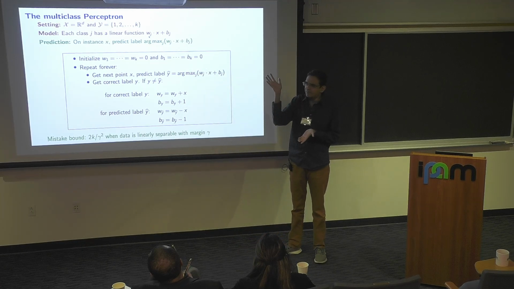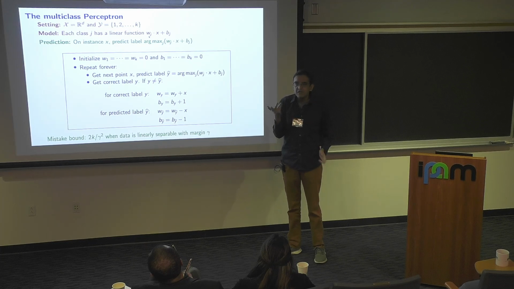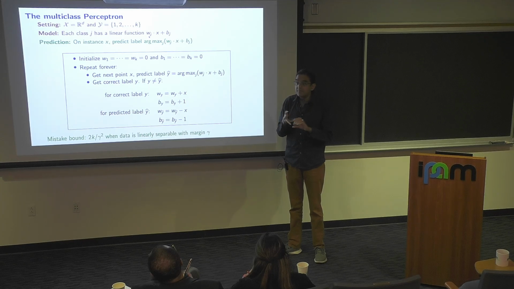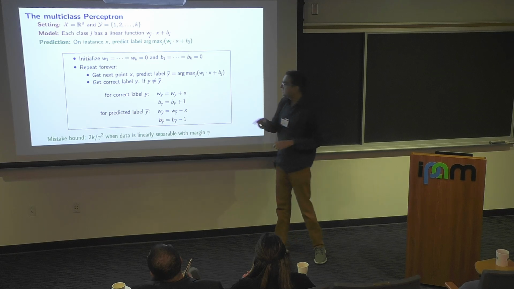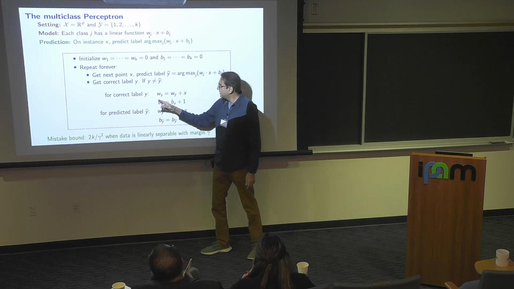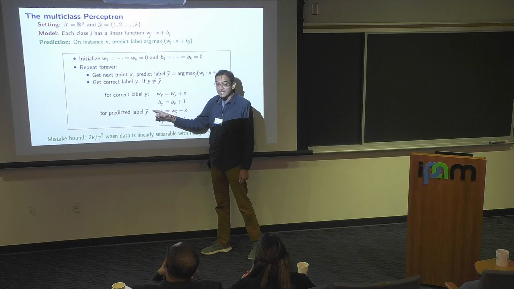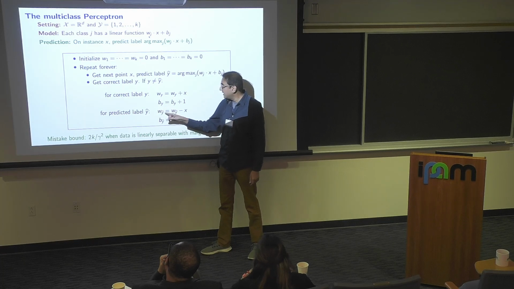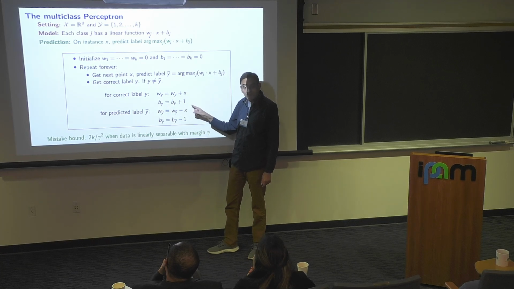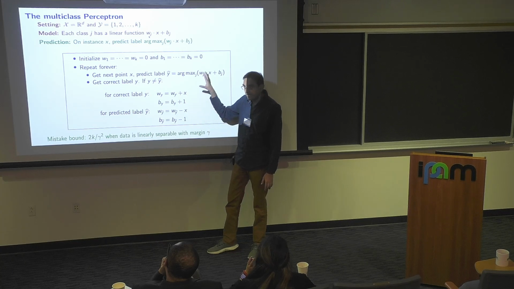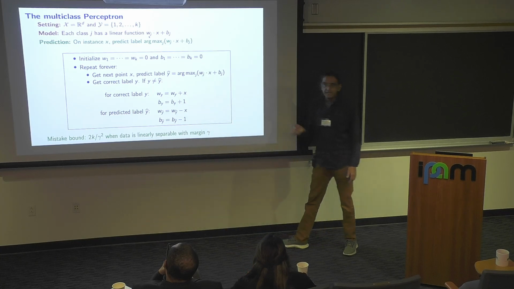Now, there are k different models because you have k classes. So which ones do you update? Well, you update two of them. The model for the correct class and the model for the class that you predicted, but which was not correct. So for the correct class, you update the model to move it in the direction of the data point. And for the class that you predicted, which was not correct, you update the model to move away from the data point. Okay? And so that's it. And you keep doing this.